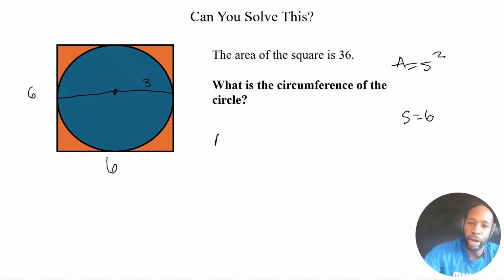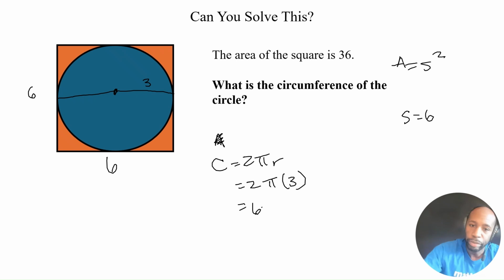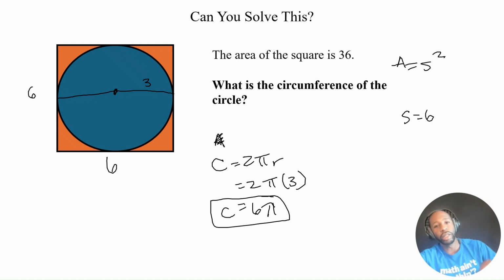And so then the circumference of a circle is 2 pi r, or in other words, 2 times pi times the radius, or 6 pi is the circumference of this particular circle. Remember, the circumference is the measure of all around, like the perimeter of the circle, essentially.